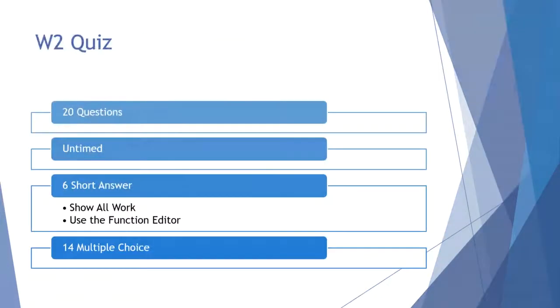Okay, so now moving on to your quiz. Your quiz for this week is 20 questions, but it is untimed. Out of those 20 questions, 6 of them are short answers. For those short answer questions, you need to make sure that you're showing all work. There is a button in the editor that says FX, and that will allow you to enter math into your quiz. So please use that button so that you can type up your math. And then outside of the 6 short answer, there are 14 multiple choice questions.